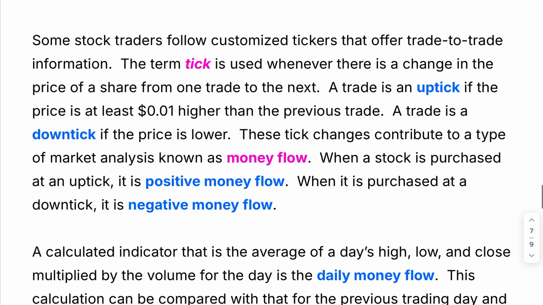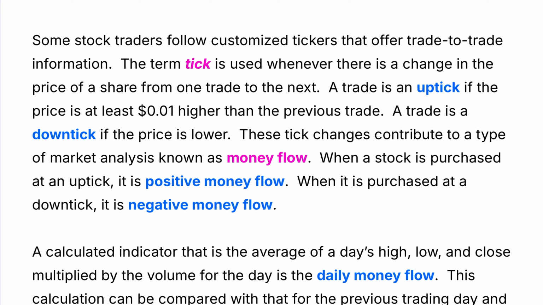Okay, now let's move on to customized tickers. So some stock traders follow customized tickers that offer trade-to-trade information. Okay, so the term tick is used whenever there is a change in the price of a share from one trade to the next. So they want to know what's going on throughout the day. A trade is considered an uptick if the price is at least 1 cent higher than the previous trade. And then a downtick is if the price is lower. These tick changes contribute to a type of market analysis known as money flow.